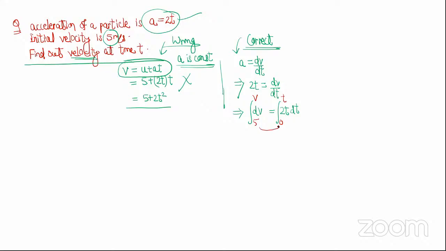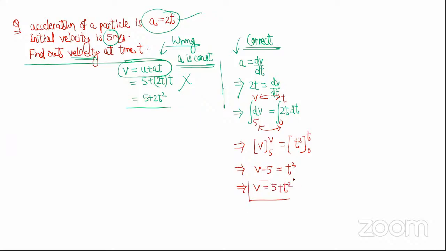आप ऐसे भी रिलेट कर सकते हो, 0 टाइम पे 5 वेलोसिटी, t टाइम पे v वेलोसिटी. अच्छा, तो लेफ्ट हैंड साइड का इंटीग्रेशन dv का v हो जाएगा, लिमिट 5 से लेके v, 2t का इंटीग्रेशन t स्क्वायर हो जाएगा, लिमिट 0 से लेके t. अच्छा, तो इसका लिमिट कितना आएगा? v माइनस 5, लिमिट डालने के बाद, and here you will get t square. So v equal to 5 plus t square. This is the answer.